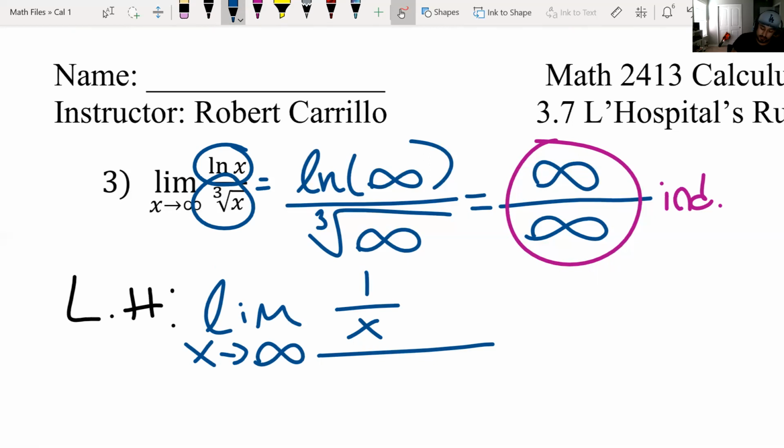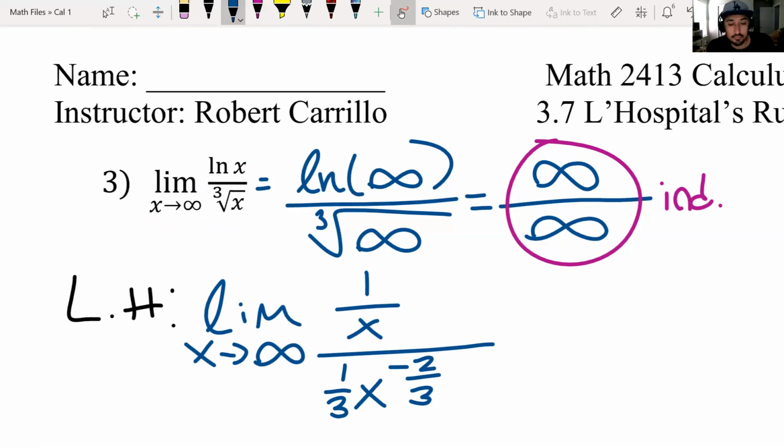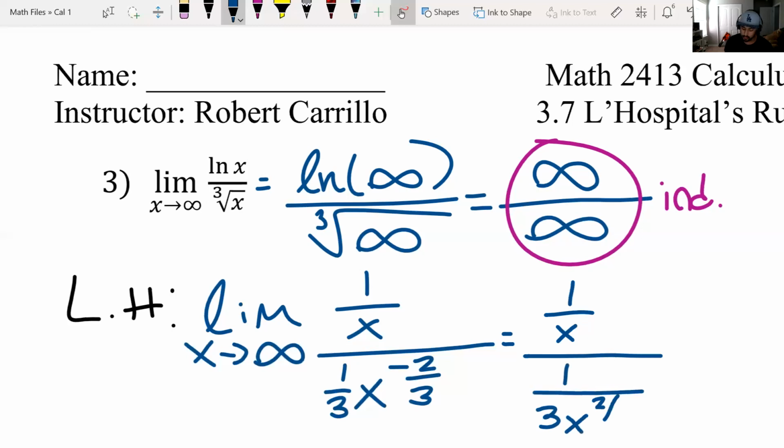Now remember that the cube root we must rewrite as x to the 1/3. So the derivative of x to the 1/3 is 1/3 x to the negative 2/3. Okay. So now, cleanup time. This is still 1 over x. And now I'm going to rewrite this as 1 over 3x to the 2/3.